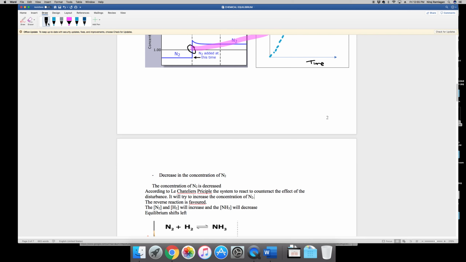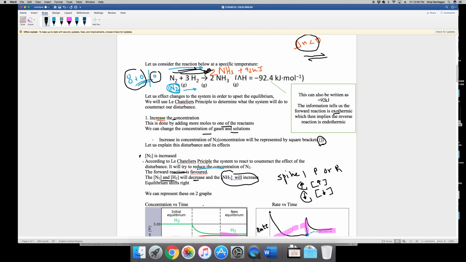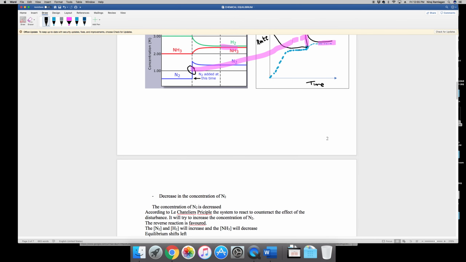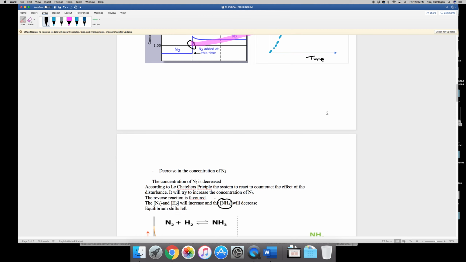So which reaction increases the concentration? If I go this way, I use it up. So to make it, I must go backward. That is called the reverse reaction. So the reverse reaction is favored. If the reverse reaction is doing the work, I'm using this, so its concentration will decrease, and I am making these, so their concentration will increase. Where is the work being done? It is being done from right to left, so equilibrium shifts left.